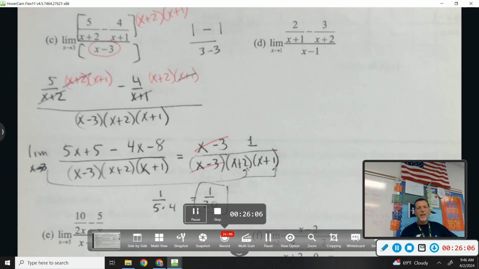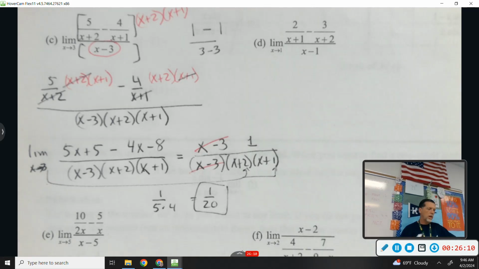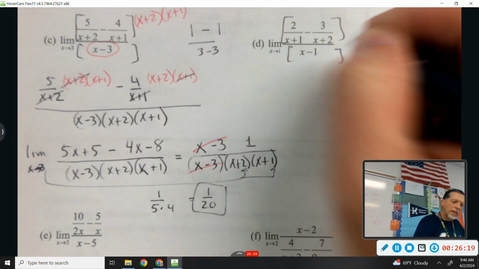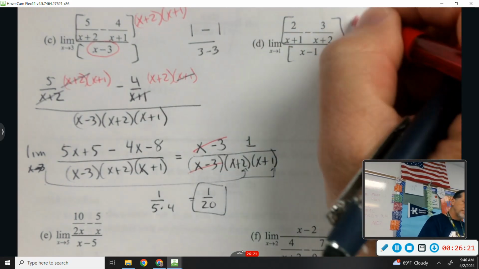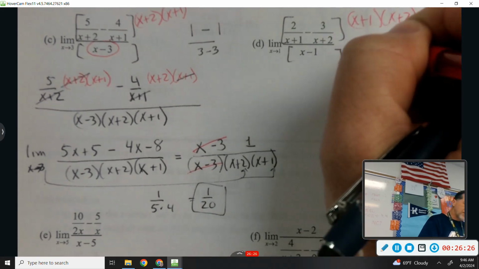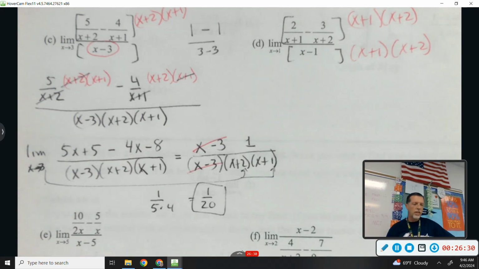Lots and lots and lots of algebra. All right, let's pass on D because it's kind of the same thing. What would you multiply by? I guess just tell me that and then we'll move on. x plus 1, x plus 2. And so it's really the same kind of problem as part C. So let's bypass that one.